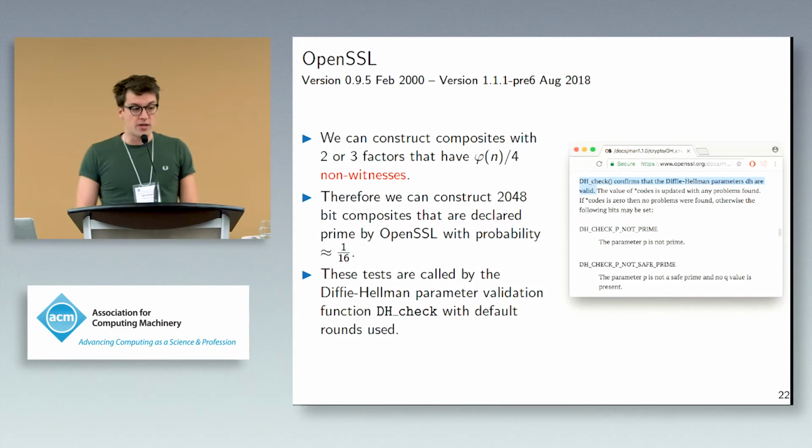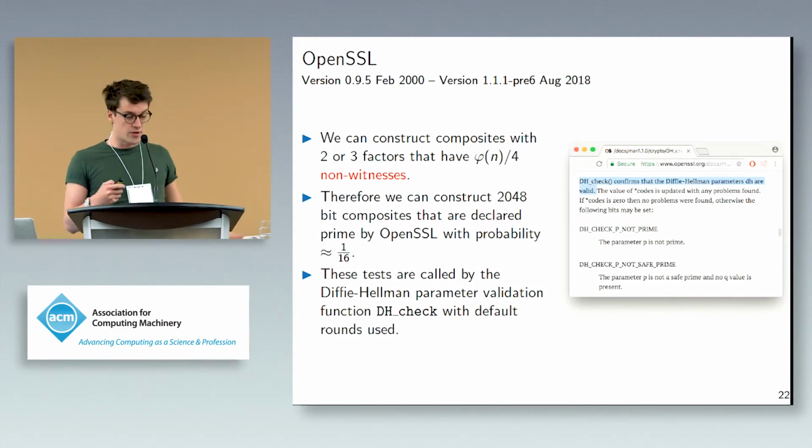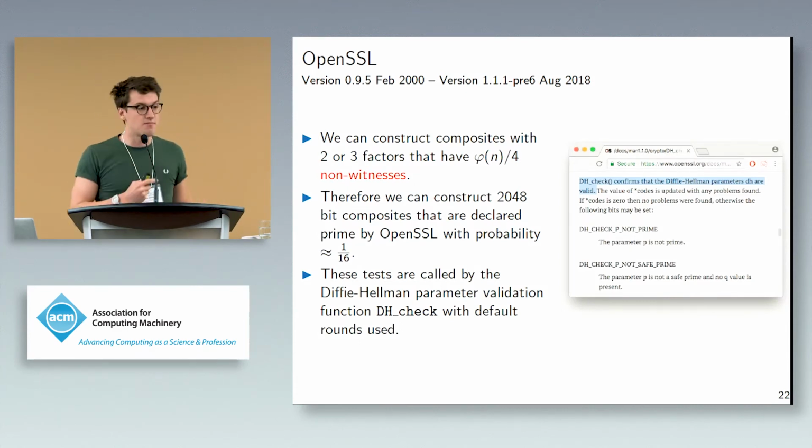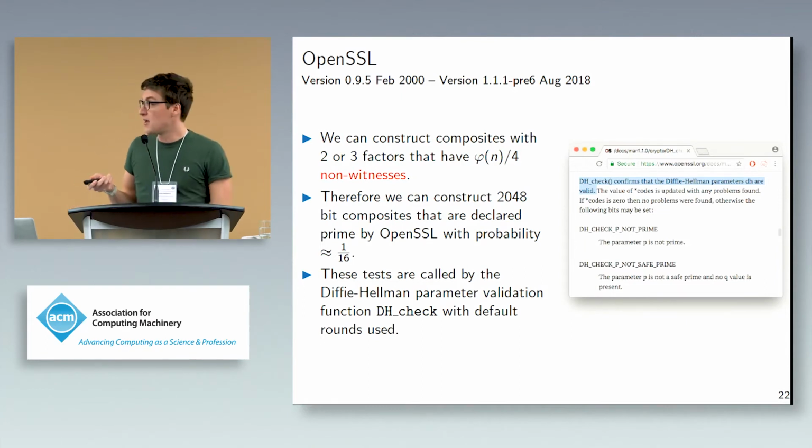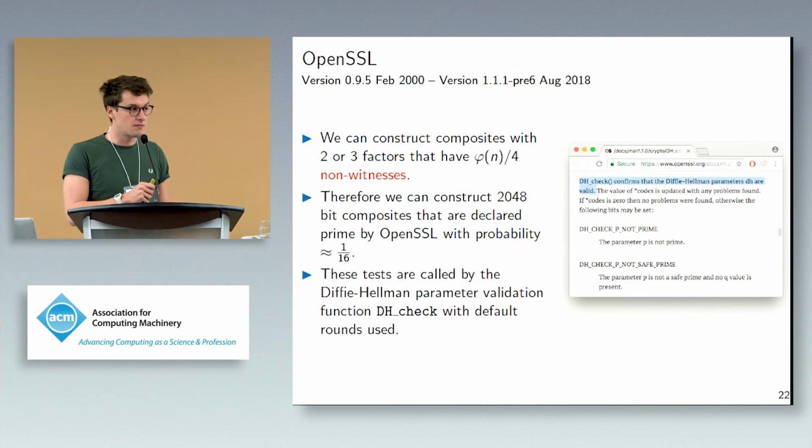So, of course, we know that we can construct composite numbers that have 2 or 3 factors that have this maximum bound of non-witnesses, or red balls. Therefore, for a 2048-bit number, we know we're doing just 2 rounds of testing, and therefore we can have composite numbers declared prime with probability 1 in 16.